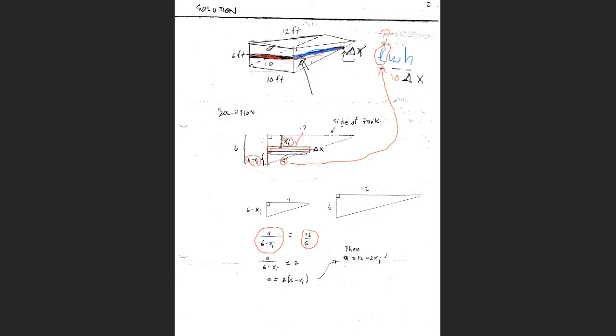All right, so I'm going to solve this for A. A over 6 minus xi equals 2, and therefore A equals 2 times 6 minus xi, and therefore A equals 12 minus 2xi. That's my length. That's the length L that I needed to find.